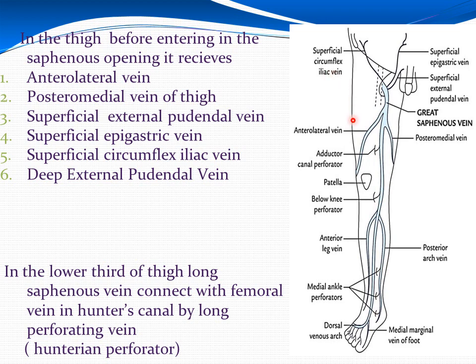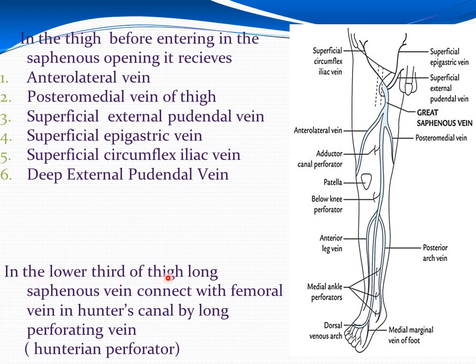Now these are the channels draining into the long saphenous vein. You must remember that the superficial epigastric, superficial circumflex iliac, superficial external pudendal and deep external pudendal veins drain into the long saphenous vein.